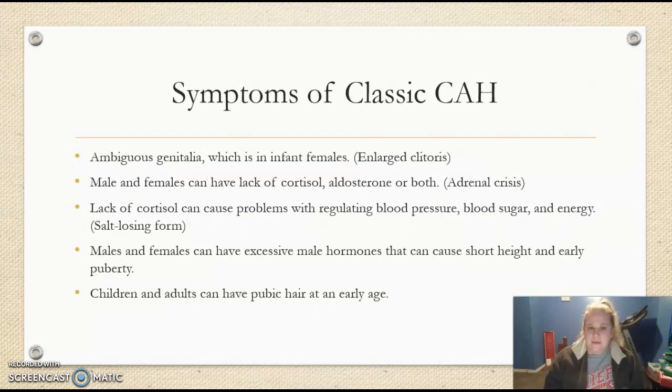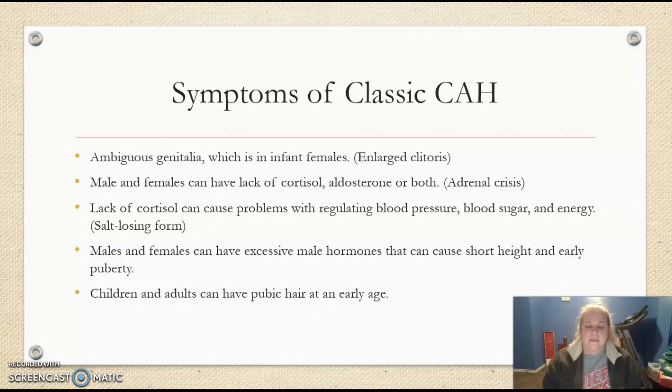Symptoms of classic, which is the more rare one. The first symptom is ambiguous genitalia, which in females is an enlarged clitoris. Doing a little bit of research, I saw pictures, and they compared the female clitoris to a male penis. They looked really similar when they were infants.